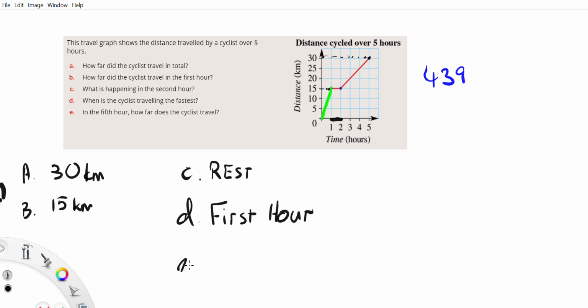Question E, in the fifth hour, how far does the cyclist travel? So we go first hour, second, third, fourth, fifth. So we're looking at this hour here. They travel from 25 kilometers to 30 kilometers. So we would say, what's 30 minus 25? That equals 5 kilometers. So in the fifth hour, the cyclist traveled 5 kilometers.